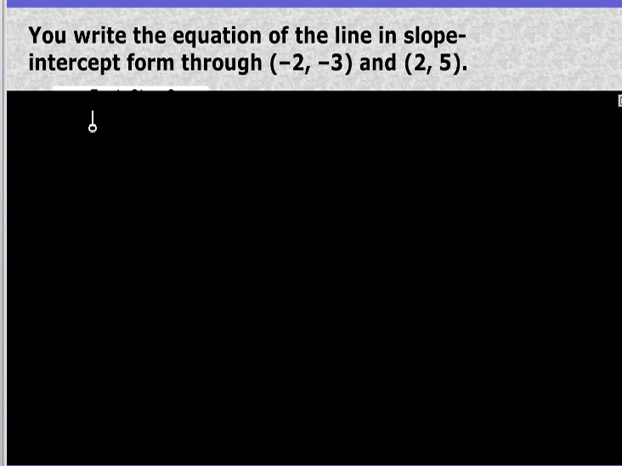Okay, so write the equation. You write the equation of the line in slope-intercept form, and you can use any method that you would like. To do that, you can put it into point-slope form first, or you could use the method we learned last time.